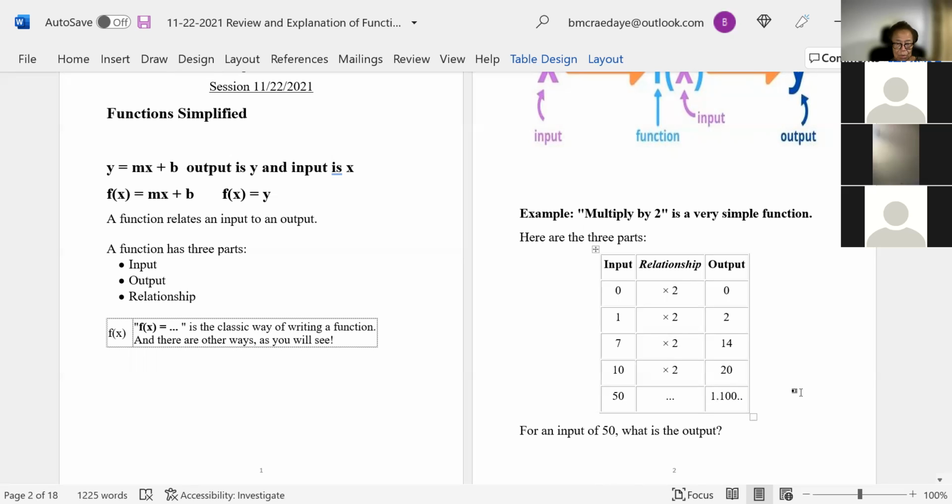We take the dots out because then we put what it is equal to when my input is 50. And the relationship is still times 2, right? Let me make this a small x. So I'm multiplying this by 2. The input times 2 gives me the output. So you have your 3 parts: your input, your relationship, and your output.